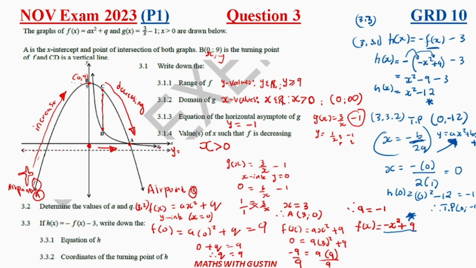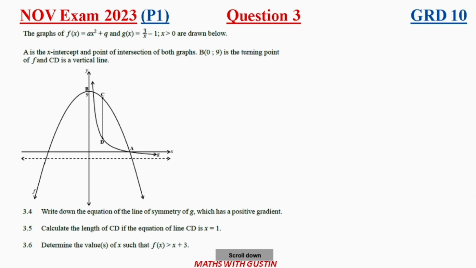All right, so let's move on to 3.4. Great. 3.4 here says write down the equation of the line of symmetry of g which has a positive gradient.